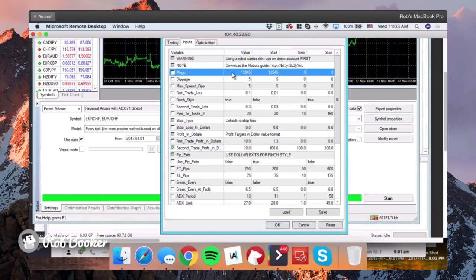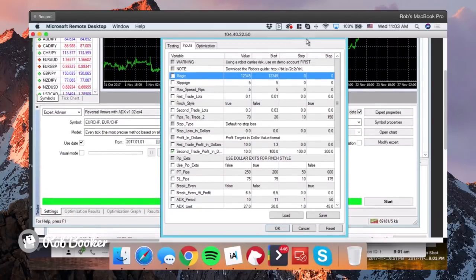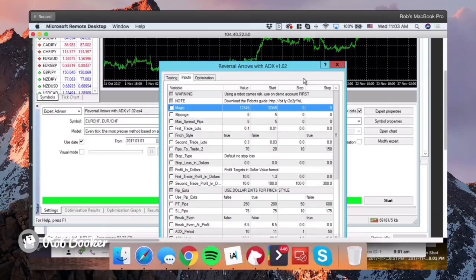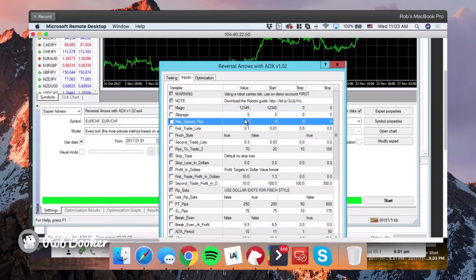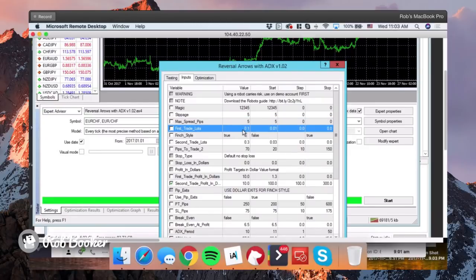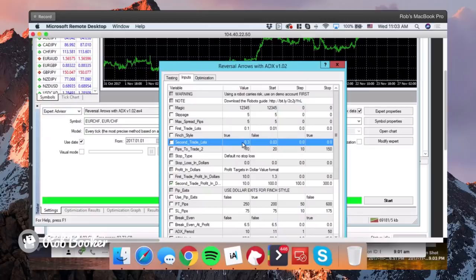The magic number distinguishes our robot trades from the trades that we take in a discretionary manner. Slippage and max spread keep us out of the market if the slippage or spread increases. We're going to just use one mini lot on the first trade and 3 mini lots on the second trade. And we're going to take 2 trades. We're going to take one trade if we get a reversal arrow and a second trade if we get another one. I'll show you that in a minute on my charts. And we're going to just try to get 10 pips or $10 no matter what.